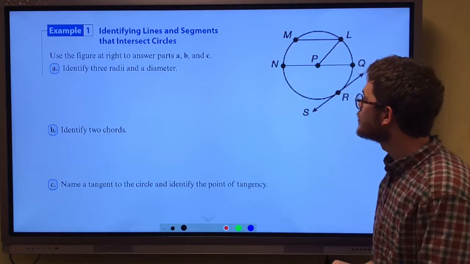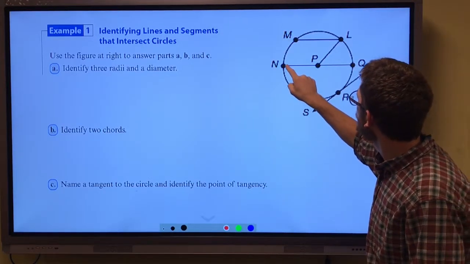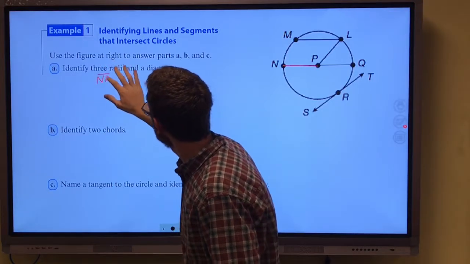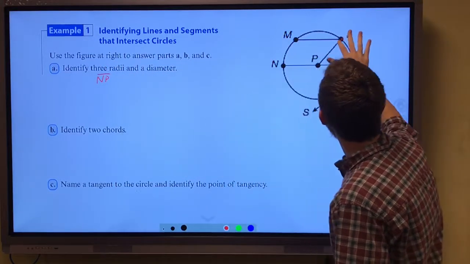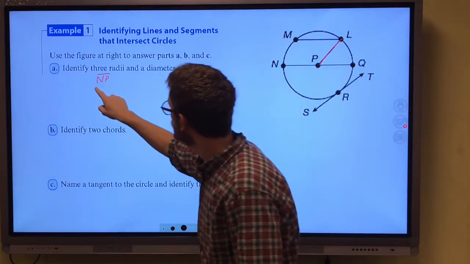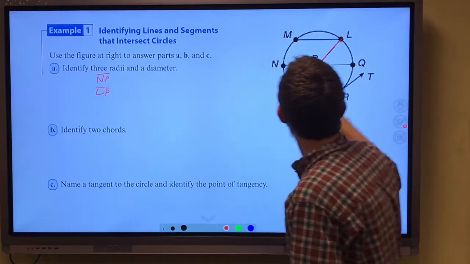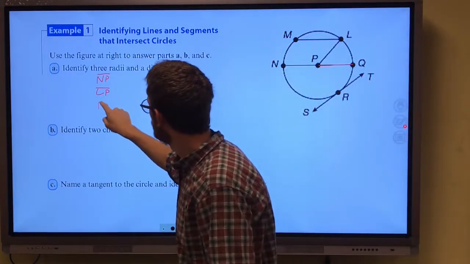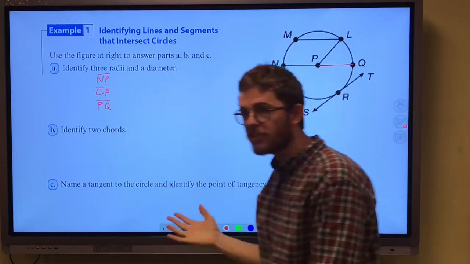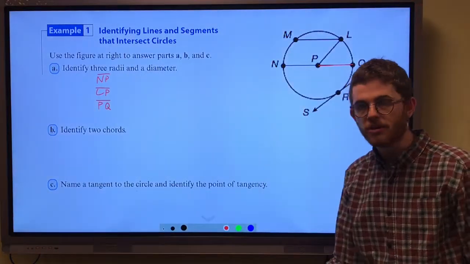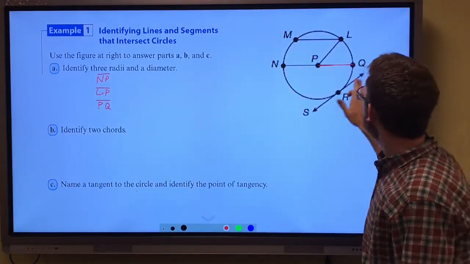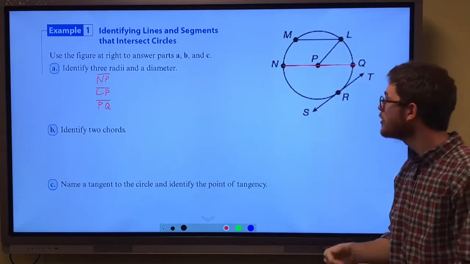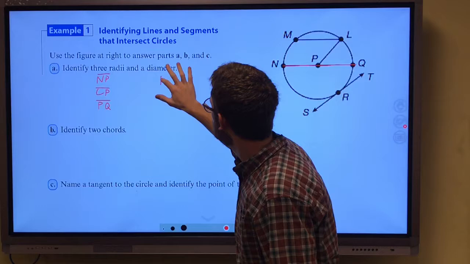If it says identify 3 radii, well, I have a radius NP. I have a radius LP. And I have a radius PQ. All of those are segments. Notice my segment symbol there. There is a diameter here all the way from N to Q, but it has to go through P, so our diameter is NQ.